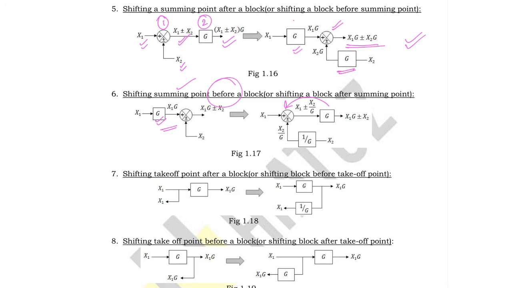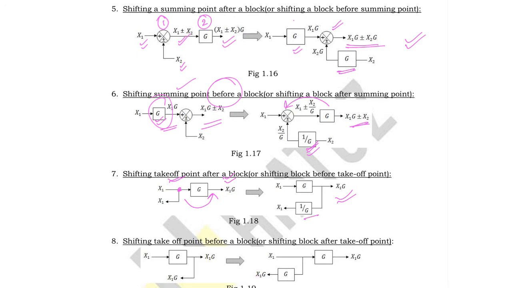In this case, what you're doing is adding a block here, but it will be the inverse of the transfer function of this block. So you are adding 1 by G here. This also you can verify in the same manner, you are going to get the same output. Next, you have shifting a takeoff point to after a block. So you have a takeoff point before a block, now you have to shift it to this point like this. So what can you do then?